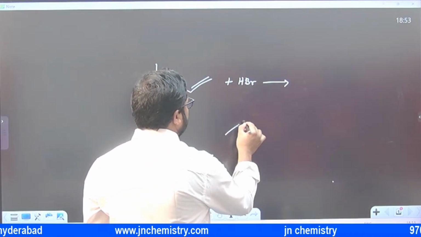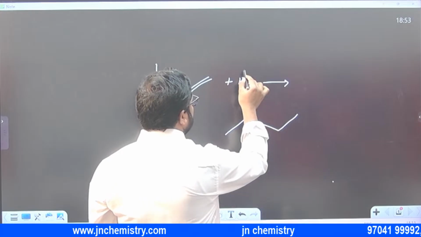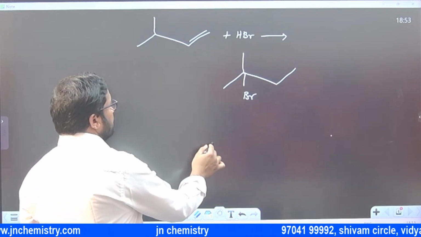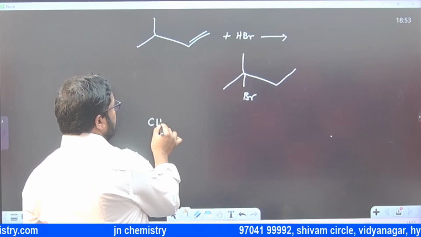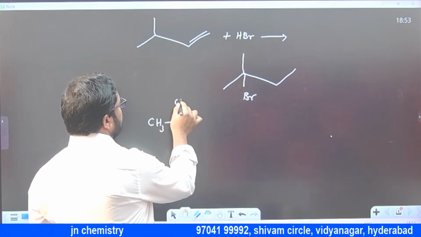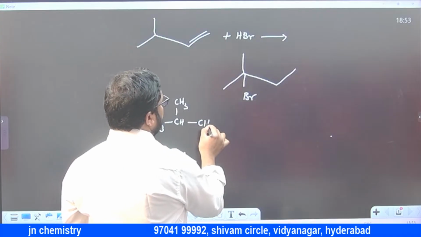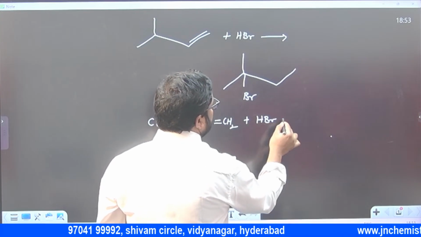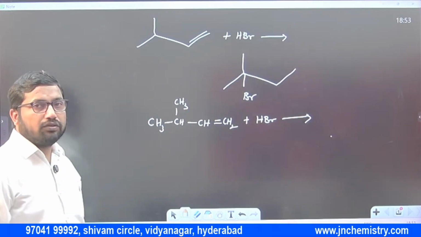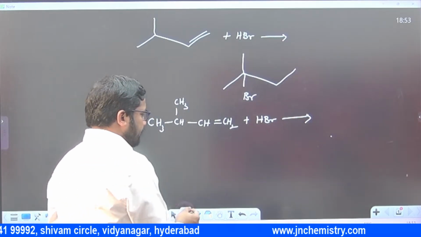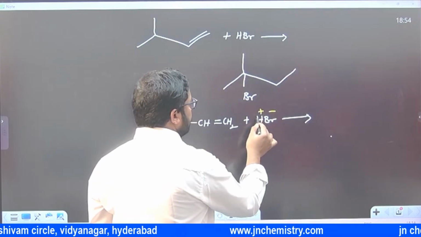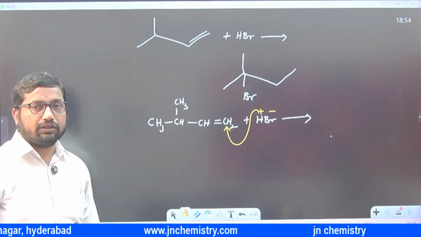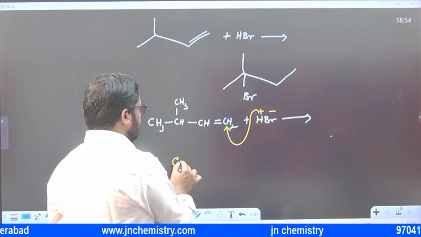Yes. So first, here is the product. This is the product we will get. So, the mechanism: CH3 CH double bond CH2 plus HBr. HBr undergoes H plus and Br minus. First, H plus comes and attacks the first position. Why the first position? Because we'll get the secondary carbocation.